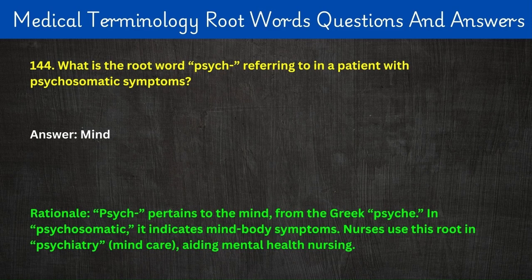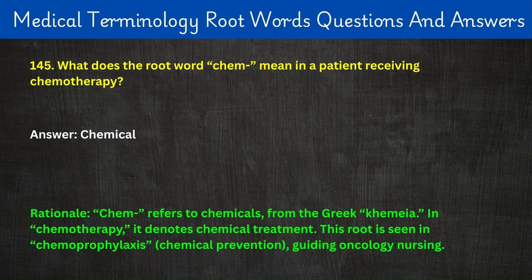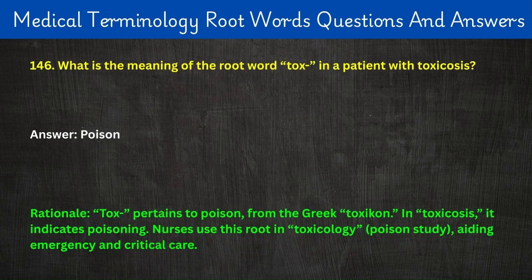Nurses use this route in psychiatry, mind care, aiding mental health nursing. 145. What does the root word chem- mean in a patient receiving chemotherapy? Answer: chemical. Rationale: Chem- refers to chemicals, from the Greek chemia. In chemotherapy, it denotes chemical treatment. This root is seen in chemoprophylaxis, chemical prevention, guiding oncology nursing.